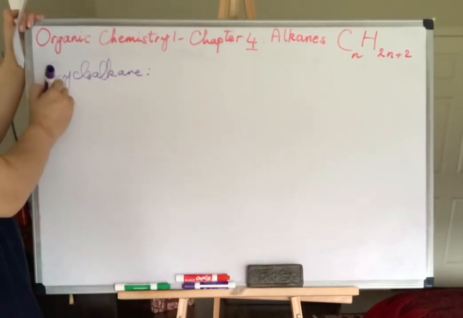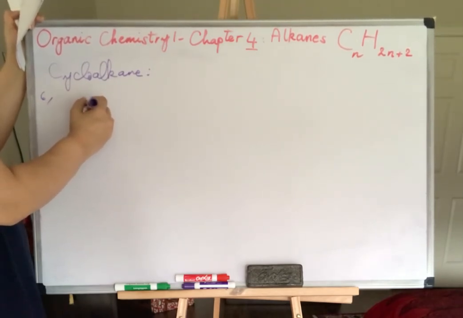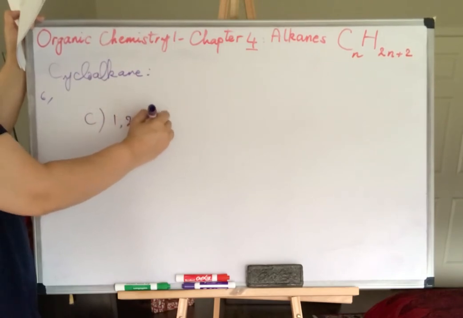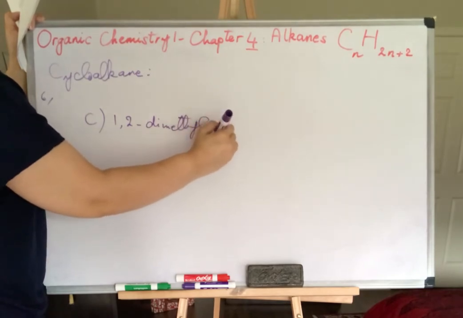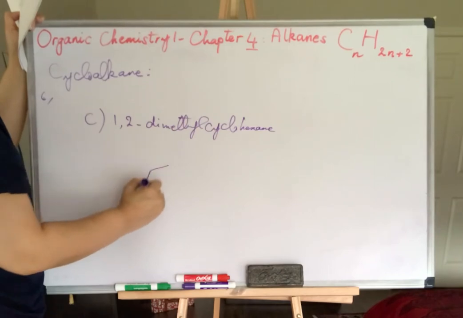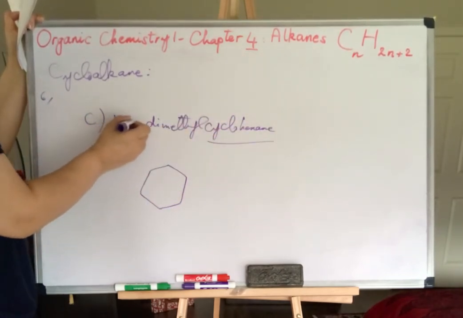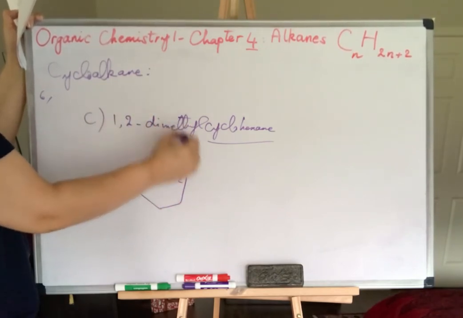We're working on page 6. Let's work on the practice 1 and let's work on C. 1 and 2 dimethylcyclohexane. So put your cyclohexane, again go from the end. And you have 2 methyl groups on the first and the second carbon, so you have methyl, methyl.